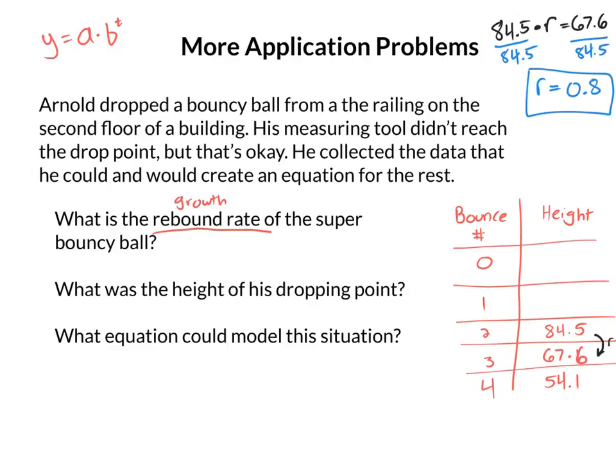Well, rate is my b for my equation. So this rate that I now have is the same thing as my b here. Oh man, that's really handy. So what is the height of the dropping point? That's a really challenging question to ask. So my rate, I'm going to write this in here, my rate, r, is 0.8.